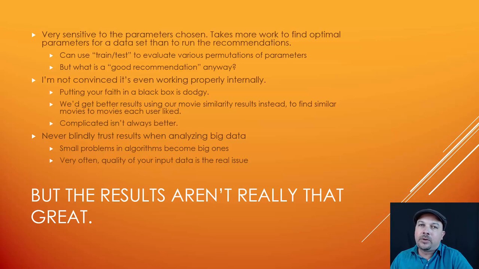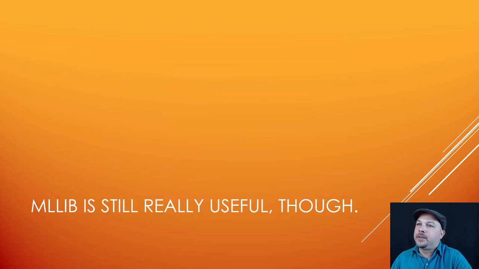So, lesson of the day: don't always trust algorithms that are outside of your control. More complicated algorithms aren't always better, and always make sure the data you're using is clean. So there you have it. But MLLib is still a very useful tool. So let's move on to a different example where it actually works better. And this is on a simpler problem, regression. So let's talk about that next.